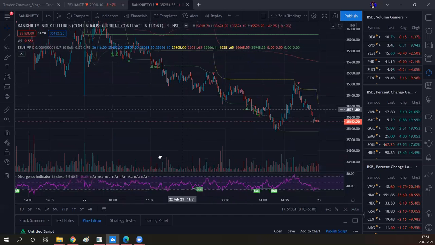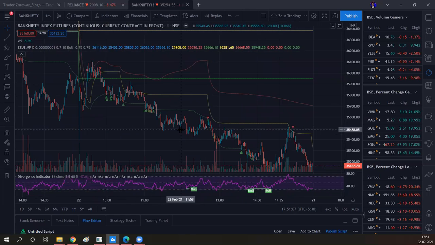Now, primarily, if divergence increases, the market outlook would be a bullish outlook. Correct. Okay. Perfect.